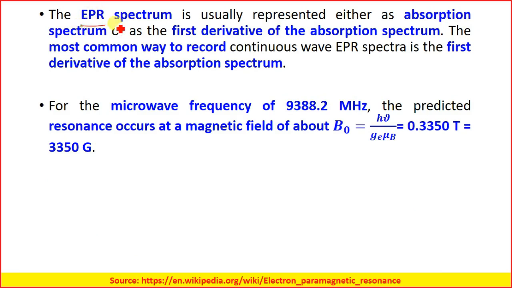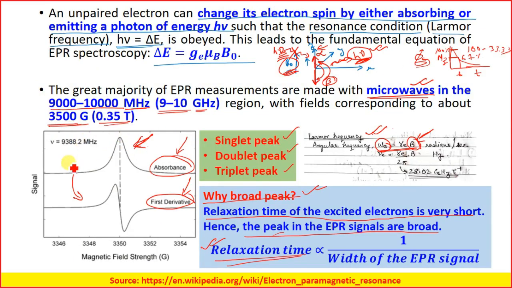The EPR spectrum is usually represented either as an absorption spectrum, which I already showed, or as the first derivative of the absorption spectrum. The most common way to record continuous wave EPR spectra is the first derivative of the absorption spectrum, and I have told you why in this case.